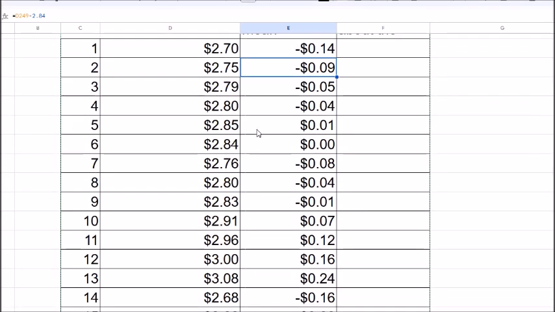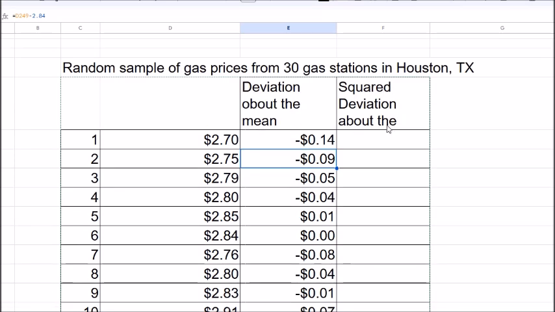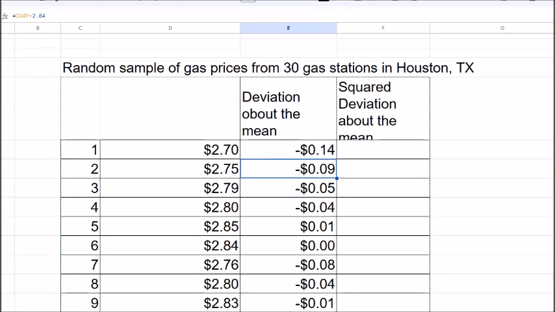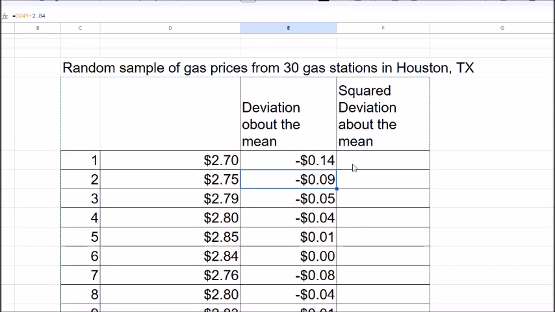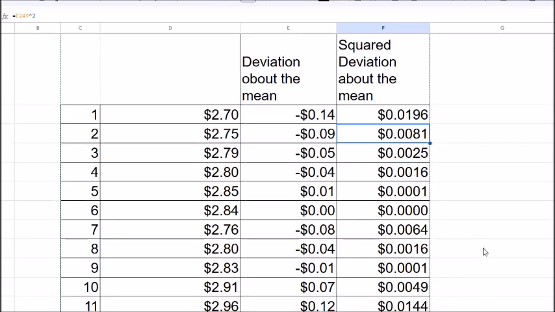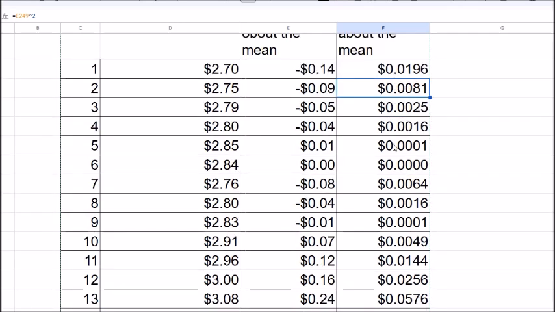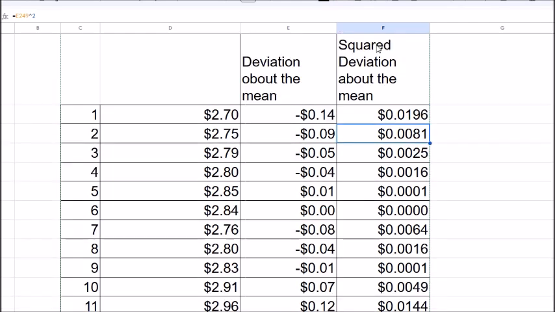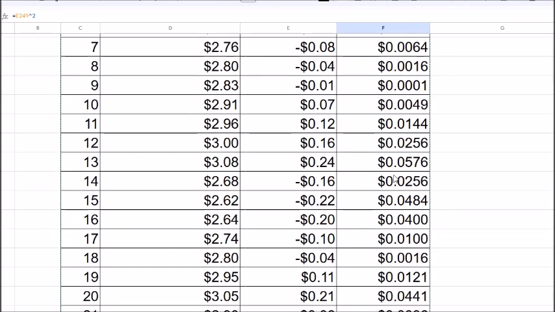Next, we'll calculate what's called the squared deviation about the mean. We just take each one of these values right here and square it. So we'll do equal, click on this cell, and then hat 2 to square, and then autofill. Again, this is called the squared deviation about the mean. Now we're going to add all these squared deviations about the mean together.